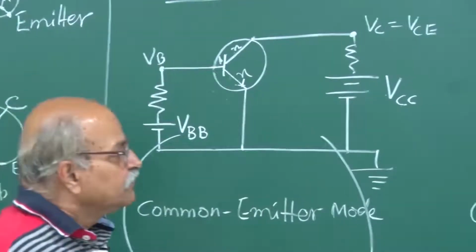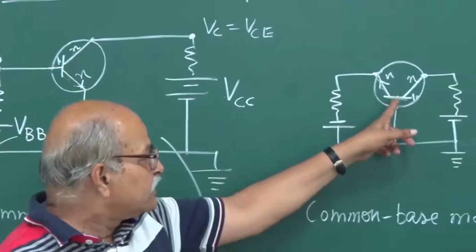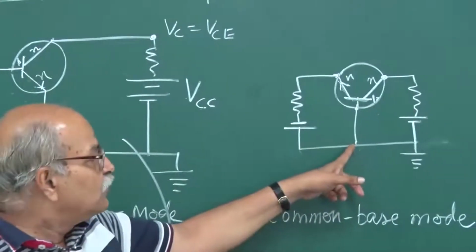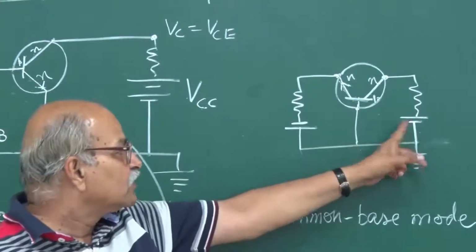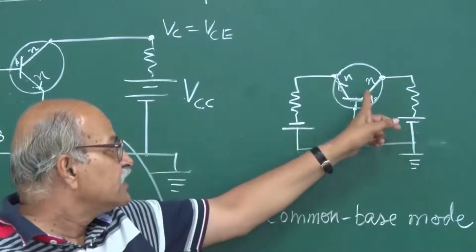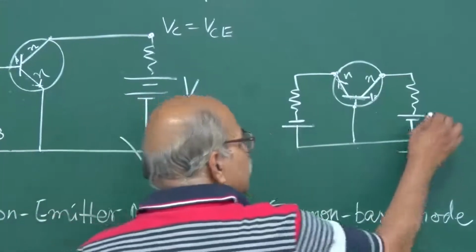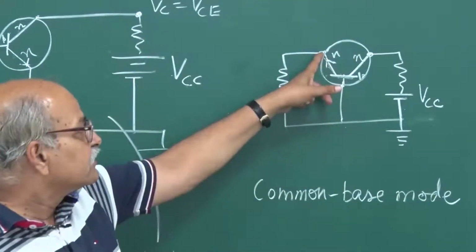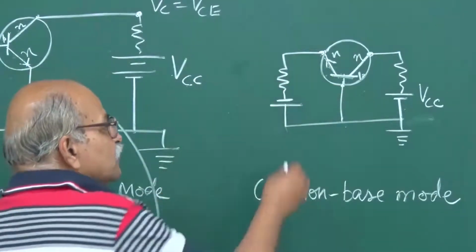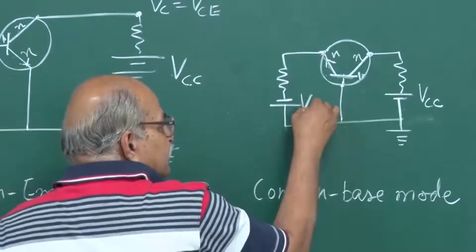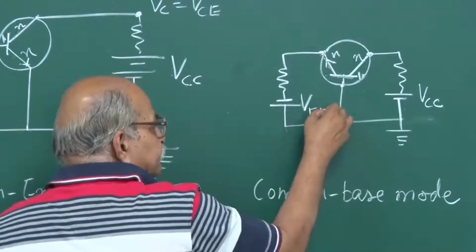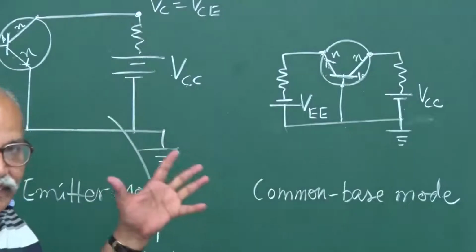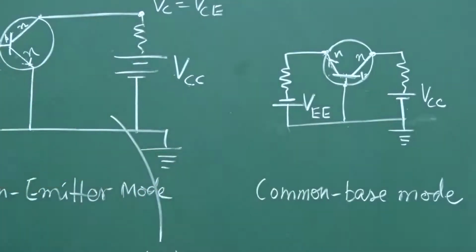Here, base is common, so we won't write B here or here, and this side is the collector, so this will be written as VCC. Whereas this is the emitter here, so this voltage difference is written as VEE. So they are just nomenclatures.